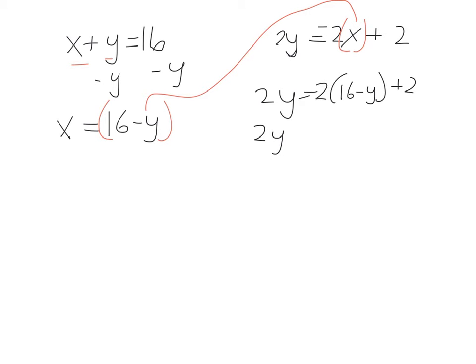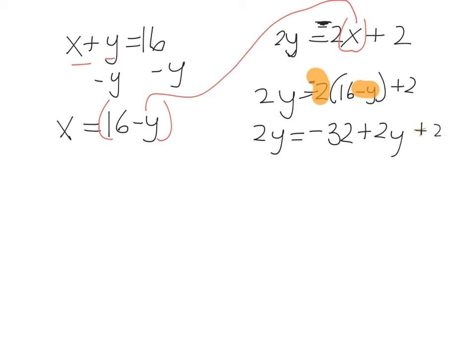Oh, that was a negative 2. I have a negative 2 on the outside, negative 2. So 2y equals negative 32 plus 2y. So looking back to try to be clear, this was a negative 2 times a negative y. And so that's where I'm getting plus 2y plus 2.